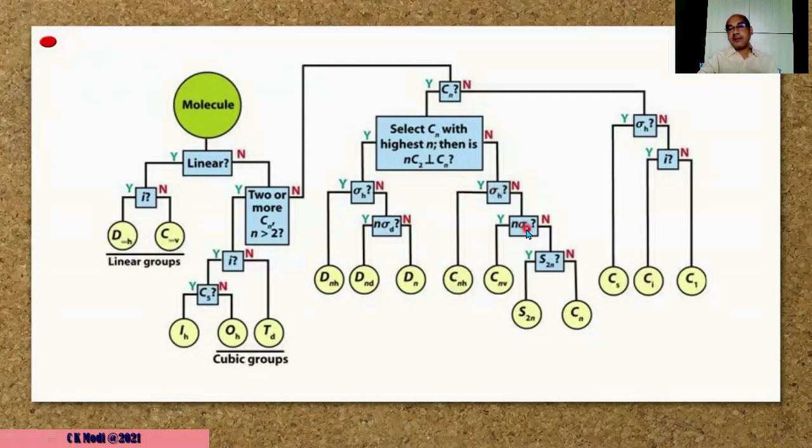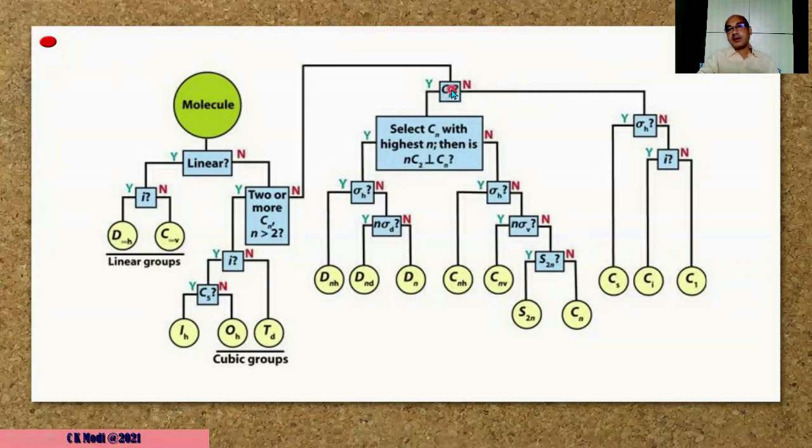But if sigma h is absent and a number of sigma v planes are present, in that case the point group is Cnv. However, if sigma v planes are also absent and S2n axes are present, in that case the point group is S2n. And if the improper rotation is also absent, then it has the Cn point group.